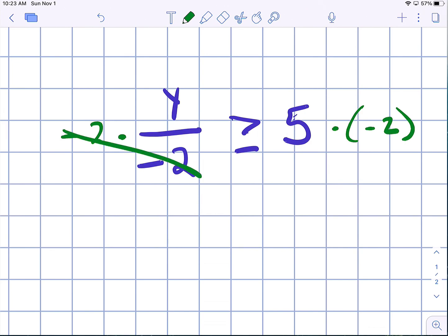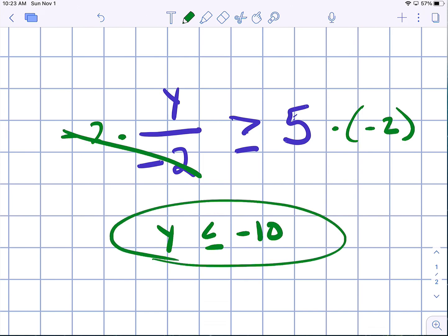But the difference here is when we multiply or divide both sides by a negative number, we have to flip the inequality symbol, because that changes the value of our inequality. If we don't flip it around and we check our answer, which I should have mentioned before, it will not work in that inequality. So my answer is y is less than or equal to negative 10. If I put negative 10 in for y, or negative 11, negative 12, and so on, any of those numbers should work for this.